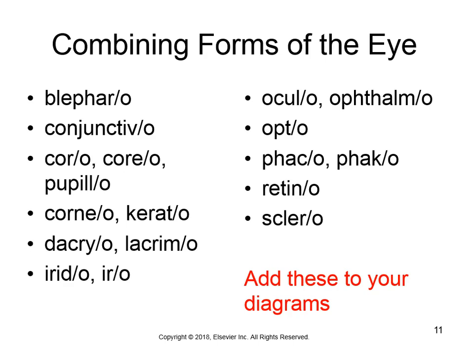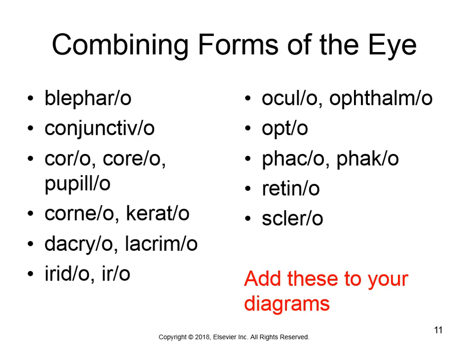Dacryo and lacrimo are tears. So I traditionally use lacrimal because the lacrimal glands are the ones that make tears. But we might see that used interchangeably. Irido and iro both mean iris. So if we remember back to what the iris portion was, that is going to be the pigmented color portion of your eye, controlling the pupil. So if there are maybe muscle contraction problems in that area, we'll see that.